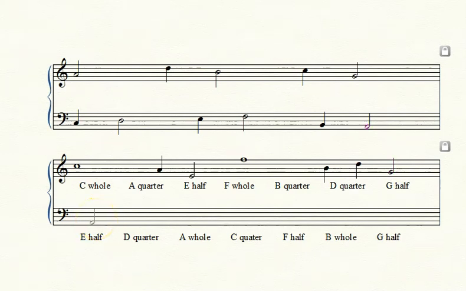Now, let's focus on our bass clef. We need an E half note. So if we remember our sentence, all cows eat grass, we have an E on the third space with the stem facing down. Next, we need a D quarter note. Well, one line below the E, we have our D on the third line. Our stem will face down.